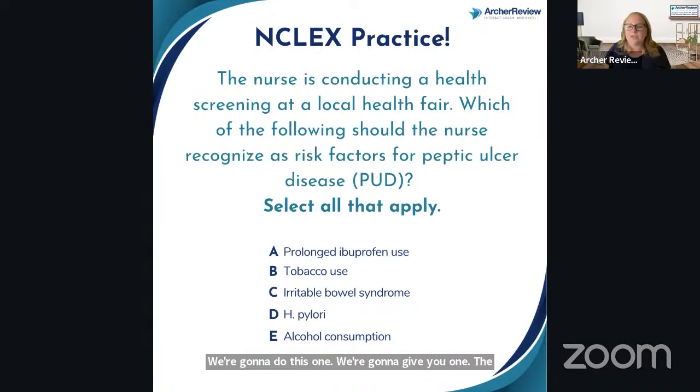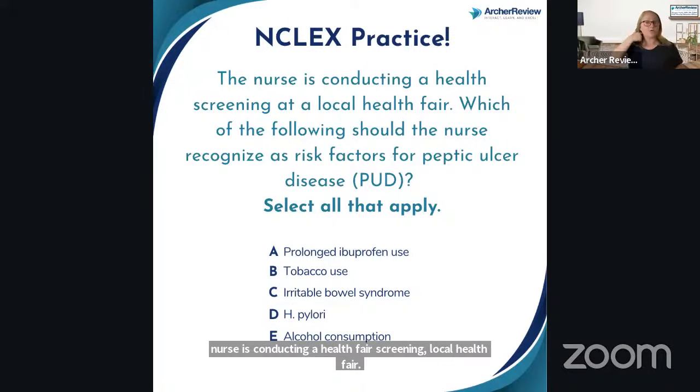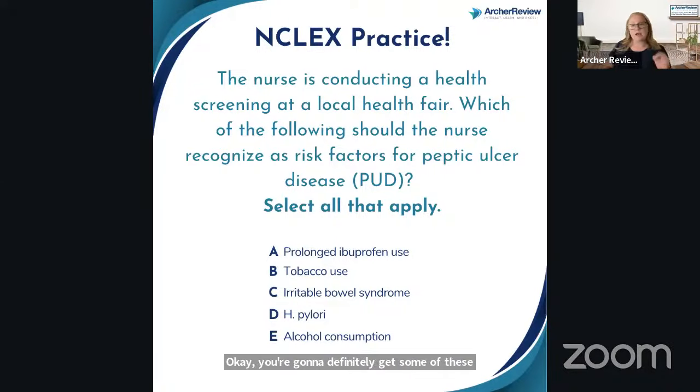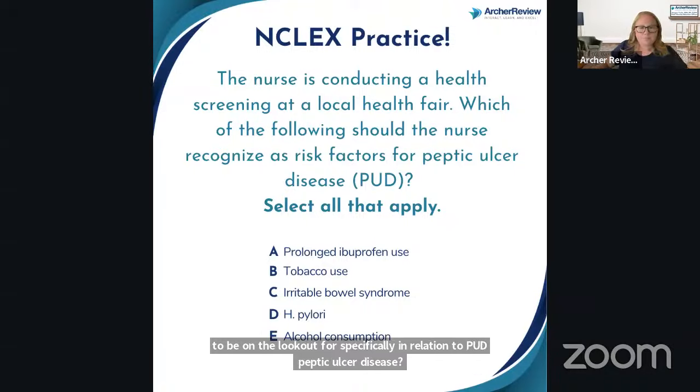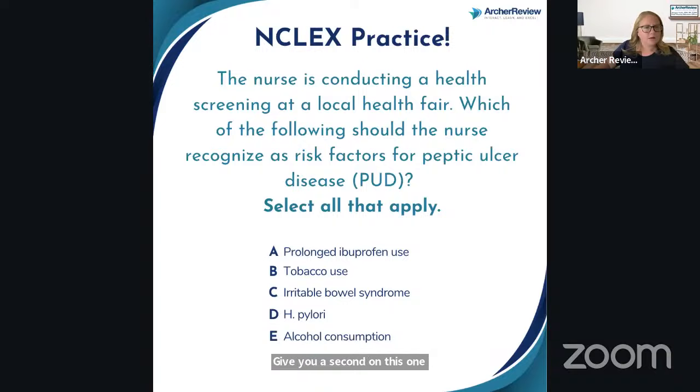The nurse is conducting a health fair screening, local health fair. Okay, you're going to definitely get some of these community health, public health questions. Which of the following should they recognize as risk factors for peptic ulcer disease? Think about peptic ulcer disease. What can potentially cause it? As you're taking health histories at this health fair, what do you want to be on the lookout for specifically in relation to PUD, peptic ulcer disease? Give you a second on this one. What do we think? Okay, good.